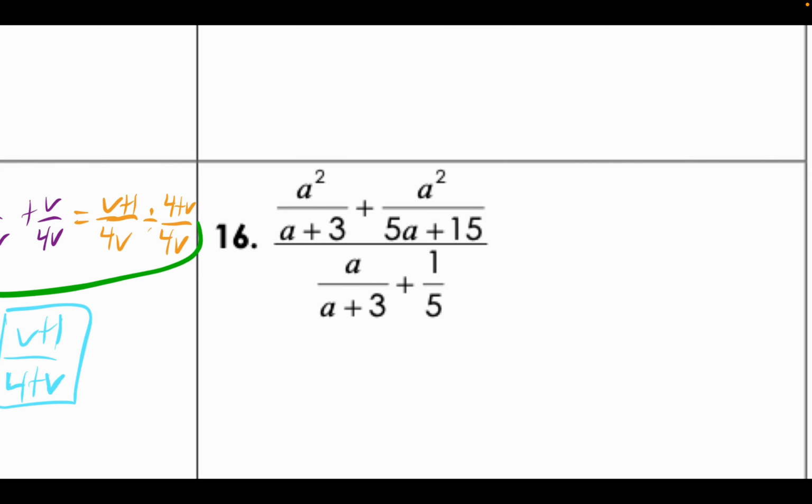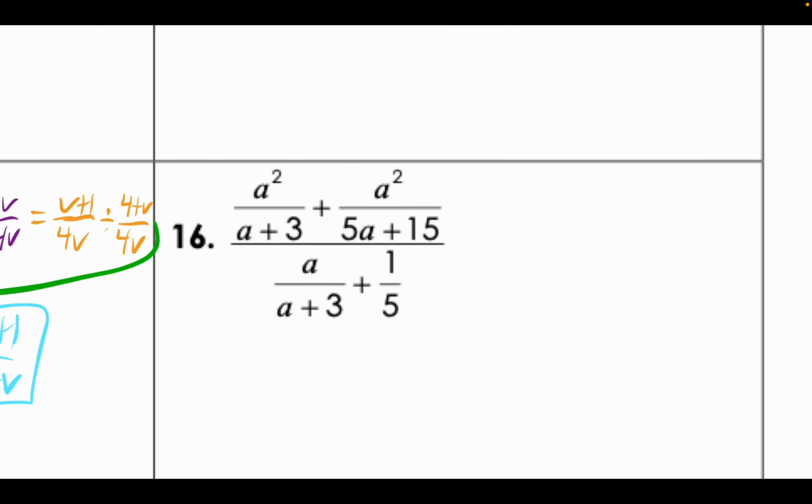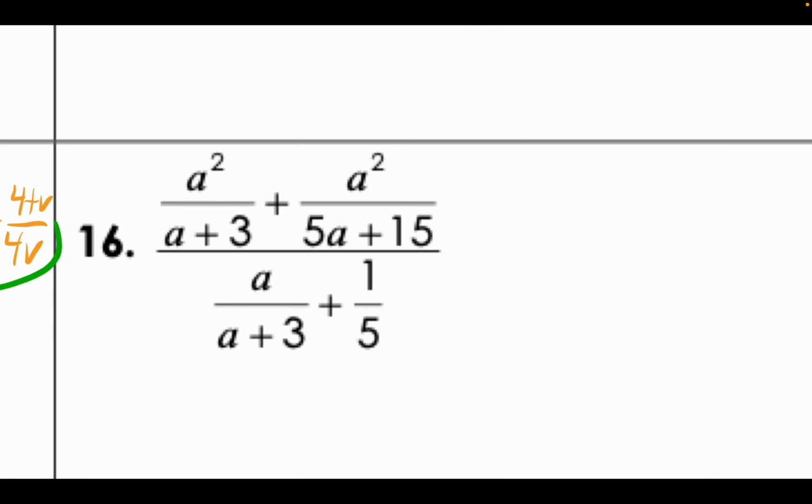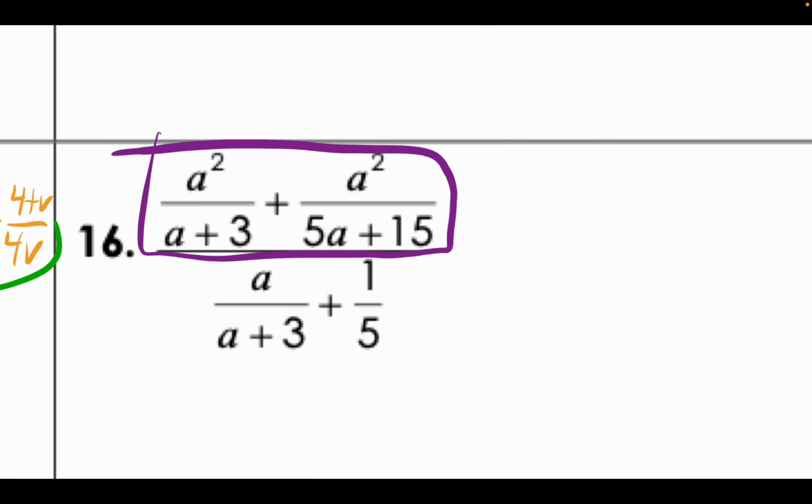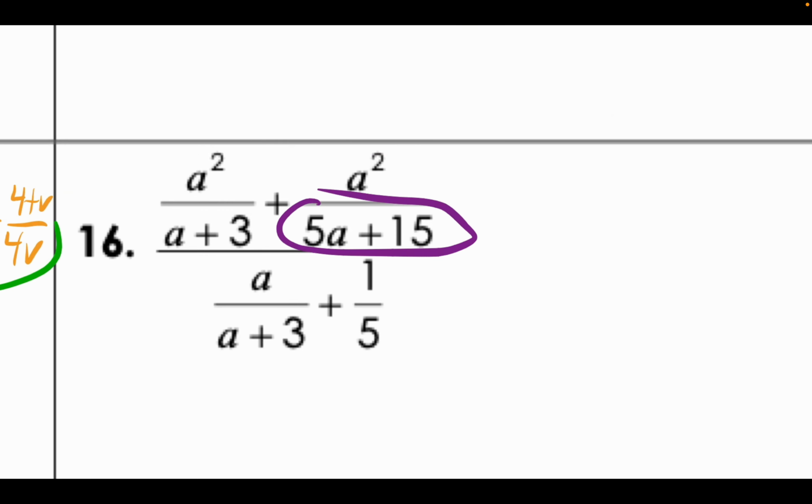On to our last problem of the day, which is a doozy. So this top needs to be turned into a singular fraction, and so does the bottom. Let's focus on the top first, though. The denominators on top are currently a plus 3 and 5a plus 15. We need to figure out what this one actually is so we can get the common denominator. This one is truly 5 times a plus 3, meaning the denominator it's lacking at this point is nothing, but this one needs the 5.